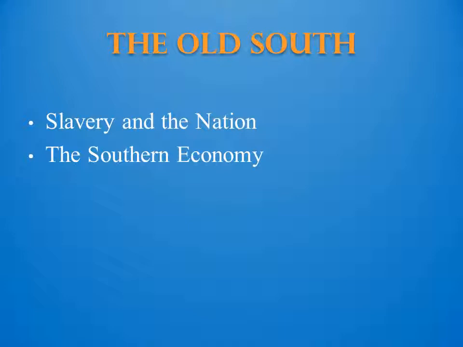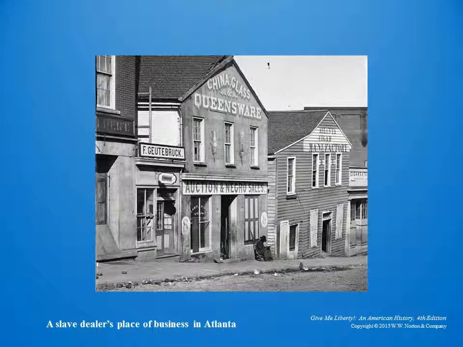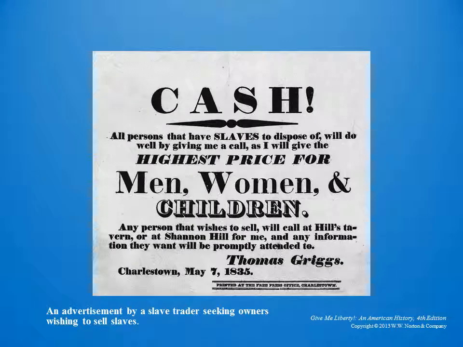You can see here, this is a picture of a slave dealer's place of business in Atlanta. The buying and selling of slaves was a very regularized part of the Southern economy, and businesses like this were a very common sight in nearly every Southern town. You can see this is an advertisement by a slave trader who's looking for owners that want to sell their slaves. Dealers like this played a very important role in moving the slaves from the Upper South to the Cotton Kingdom of the Gulf Coast states.